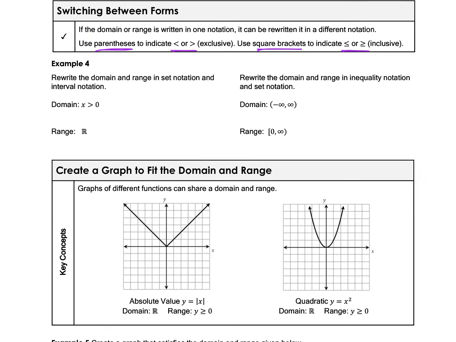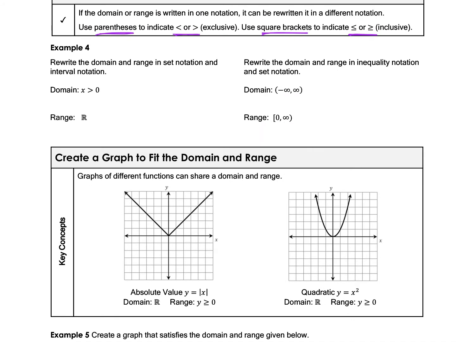So I'm given the domain as x is greater than 0. So I'll start with set notation. So remember that's the weird one. So curly bracket, we'll have x, vertical bar, x is an element of all real numbers, comma, that are greater than 0. So there's our set notation for that one.